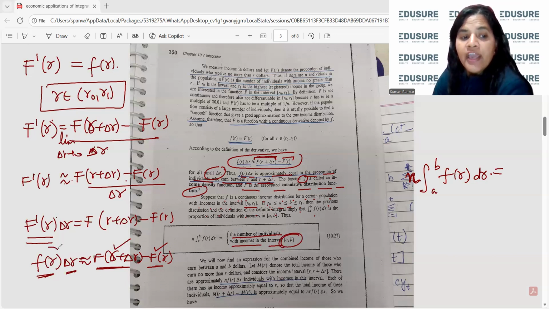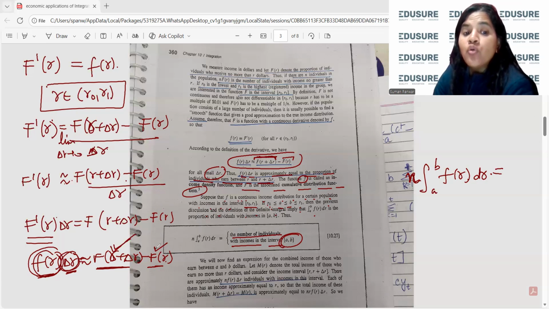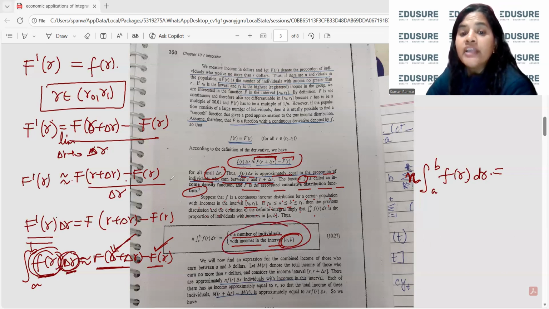Now, this is very important. Again, look at f(r)Δr. It is the difference in the proportion of people earning no more than r + Δr and no more than income r. So when I integrate it over the interval a to b, my income comes in the range a to b, so my income is between a dollars and b dollars. That is the proportion. Now, when I multiply that proportion by N, I will get the total number of individuals with incomes in the interval [a, b].